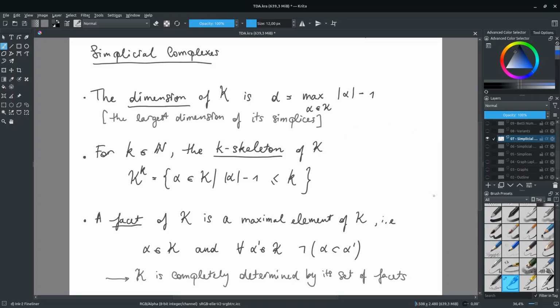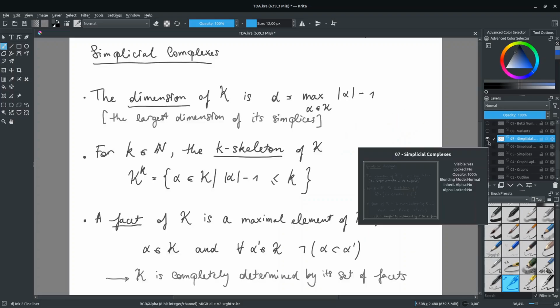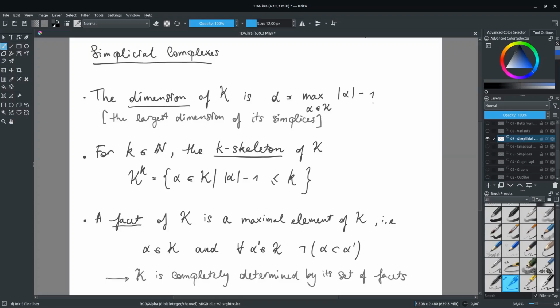Okay, so more definitions, but then we'll get to the fun stuff. If I have a simplicial complex here, we're going to say the dimension of my simplicial complex is the dimension of the largest simplex in it. So for example, in this case, it would be 2, no, I'm sorry, 3 for this one. So this is the dimension. A small definition, but it's not really important.